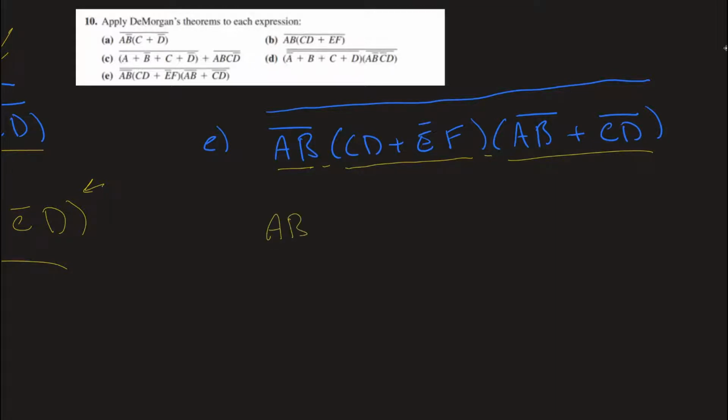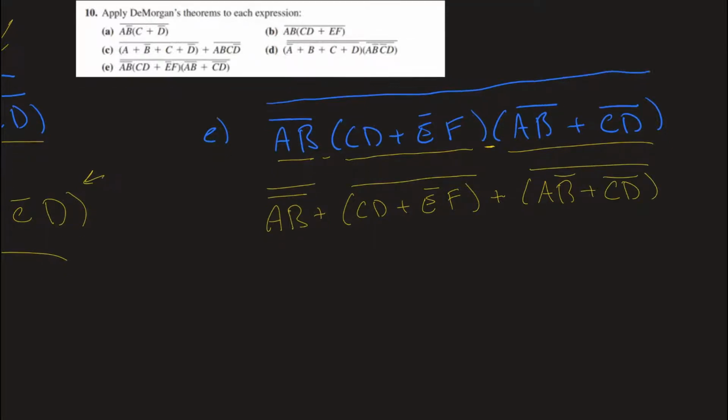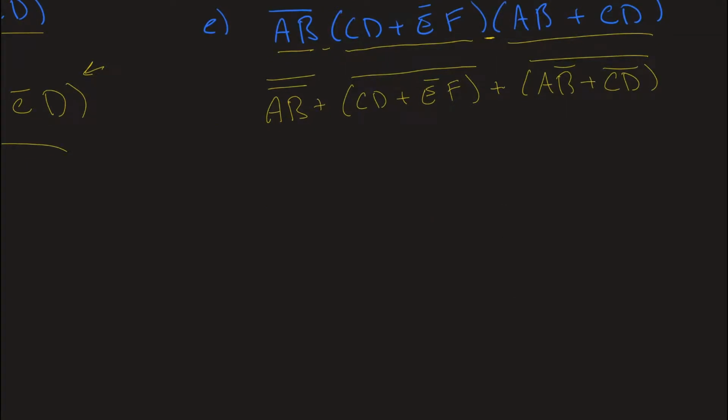A, B not, or C, D, or E not, F, overbar. I see it again over this AND, so that becomes an OR. A, B not, or C, D, not, overbar. Alright, so that's our first step. Now let's take it again.